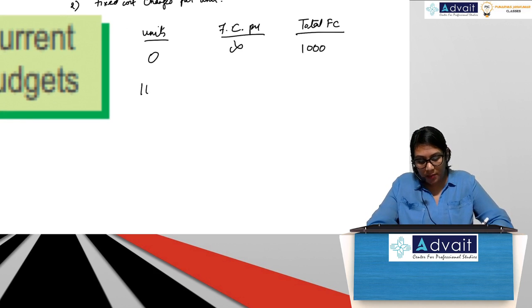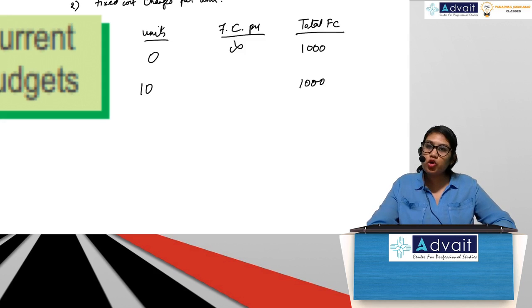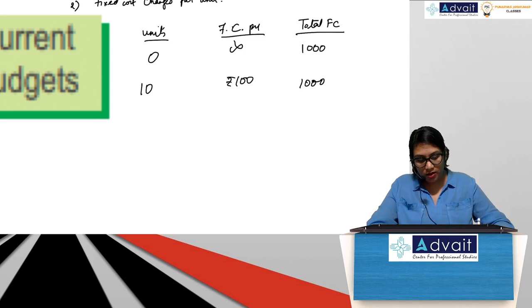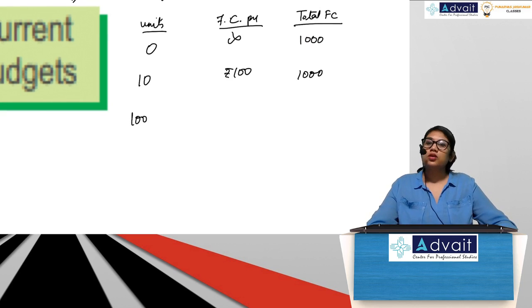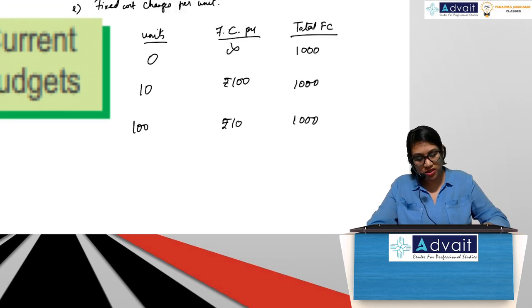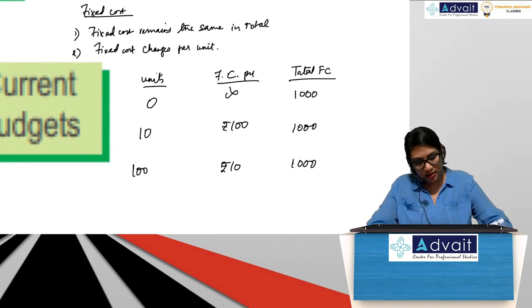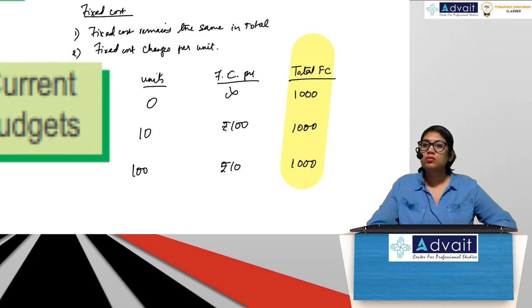Next, let's say I'm manufacturing 10 units. My total fixed cost will be 1000. Remains same. Per unit, 100. Correct? Similarly, let's say I'm manufacturing 100 units. My total fixed cost will be 1000. Remains same. Per unit, 10. So see this? What did I say? Fixed cost remains the same in total, but fixed cost changes per unit.